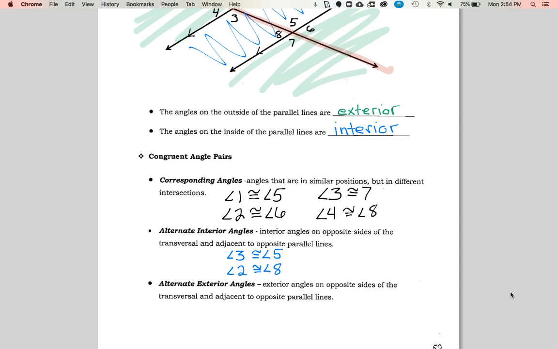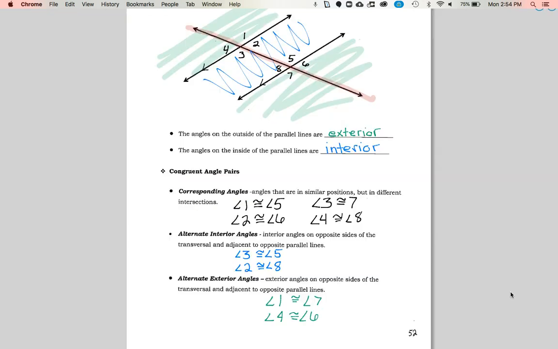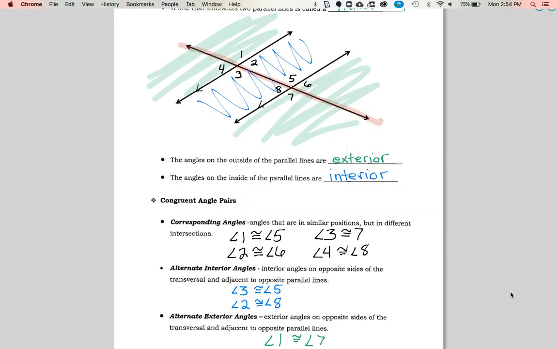And the same idea with our exterior angles. Angle 1 is congruent to angle 7. Angle 4 is congruent to angle 6. 1, opposite side of the river, opposite side of the bridge. 1 and 7. Opposite side of the river, opposite side of the bridge. 4 and 6.